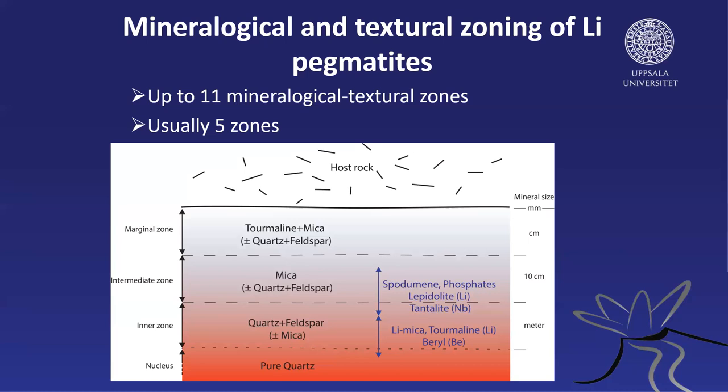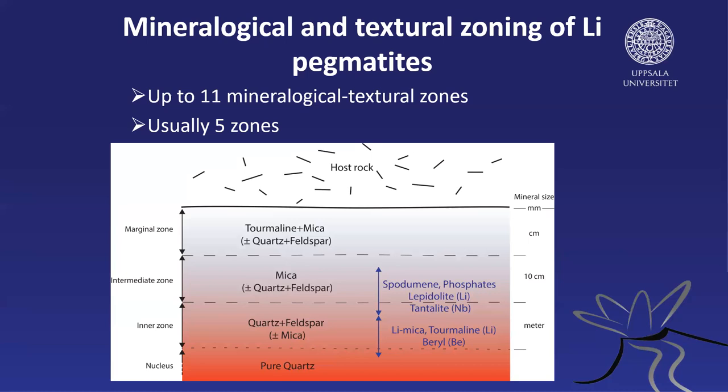the next zone, if you want, the inner zone. The main mineral association is quartz and feldspar. We can find also a bit of mica, but in terms of lithium-bearing minerals, we have also formation of lepidolite, and we have also tantalite, which is a niobium-bearing mineral.